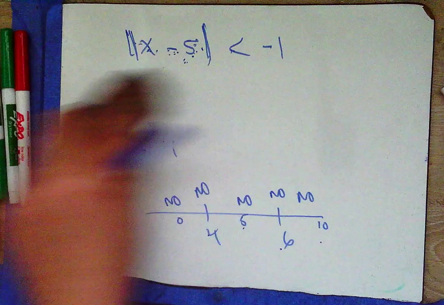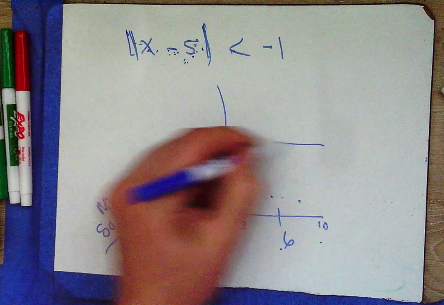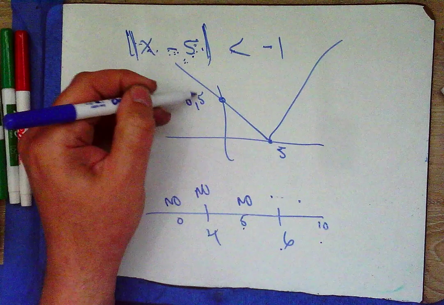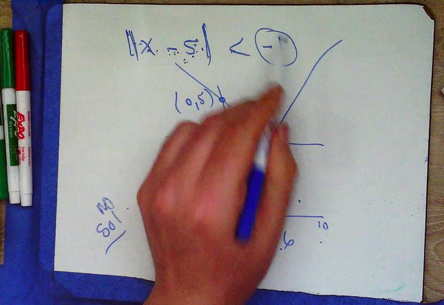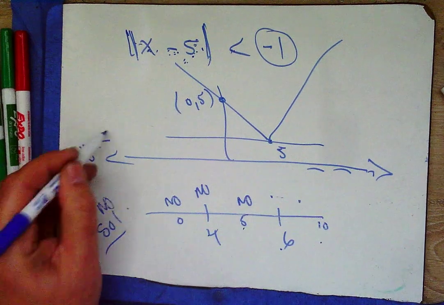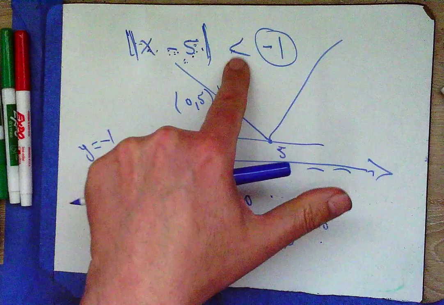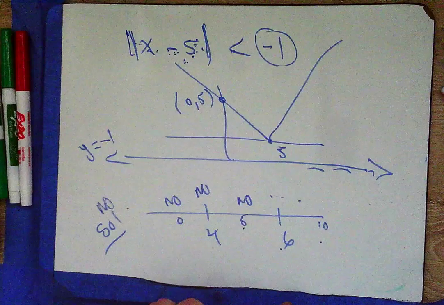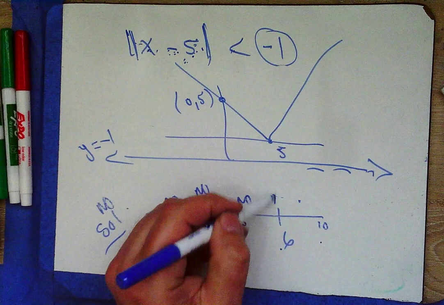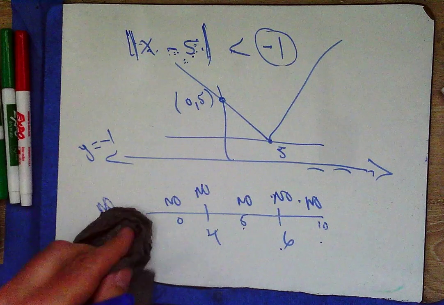Let's think about this graphically. This is the absolute value graph shifted right 5. There's our absolute value. This is the horizontal line y equals negative 1. This is asking us the question, when is the absolute value graph below the horizontal line? Is this ever below that line? No, never. And that's why we kept getting no everywhere. Because this never happens.